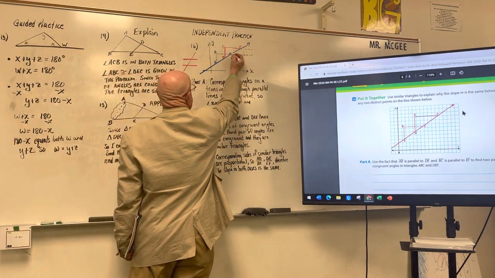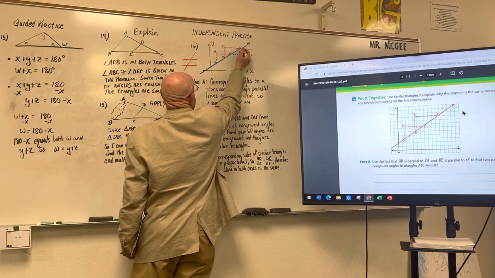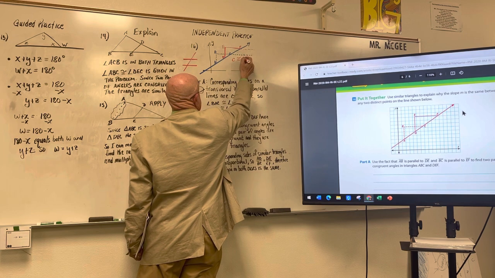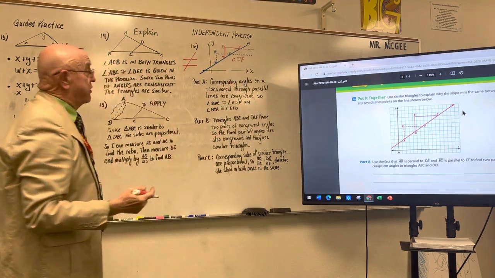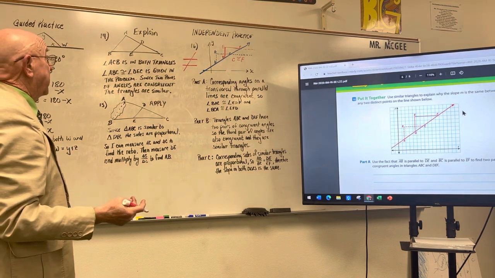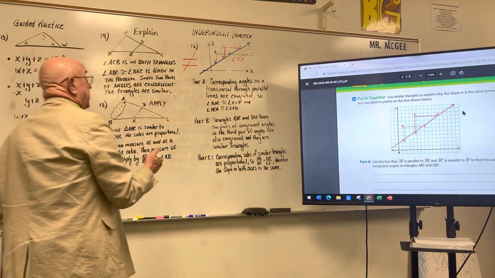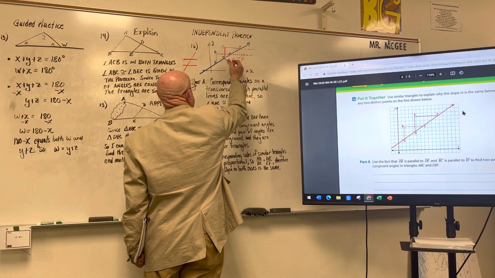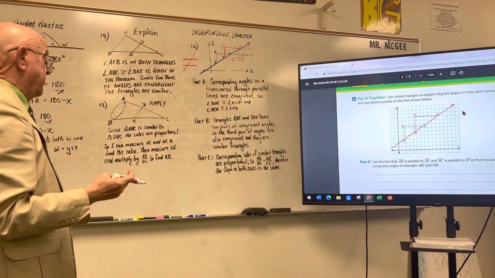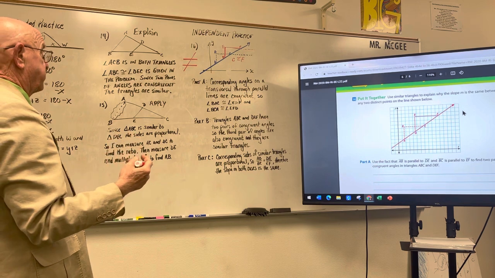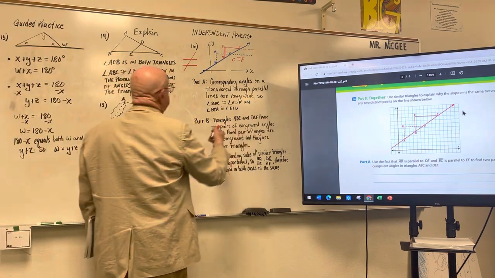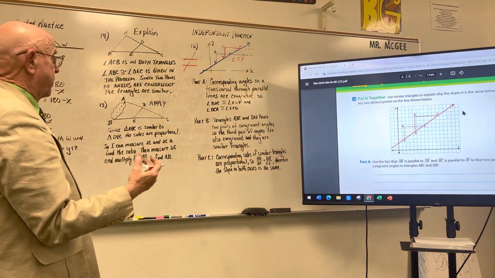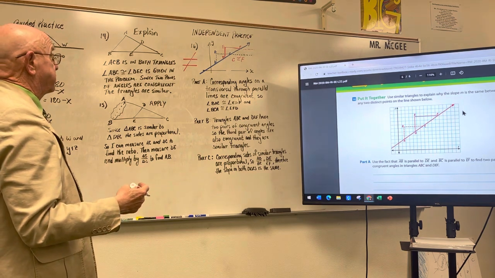Now I have this angle here, C, and this angle here, F. C and F are congruent because C and F are corresponding angles. And then I also can find this angle here, right? And this triangle, FED, the triangle itself is going to be congruent. So we have ABC and DEF having two pairs of congruent angles. And since there are two pairs of congruent angles, the triangles have to be similar, right?